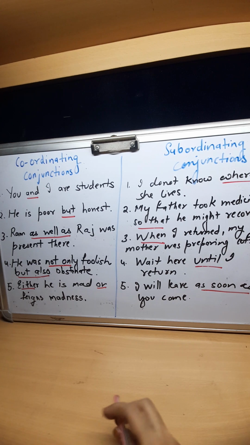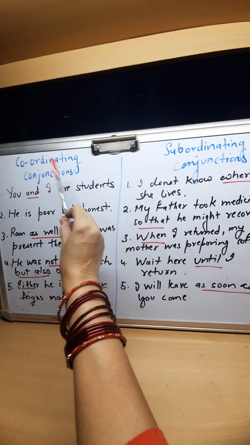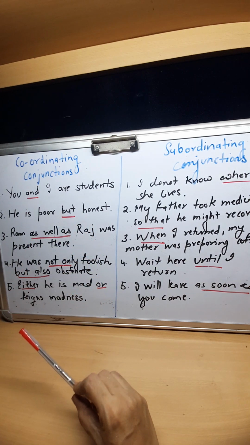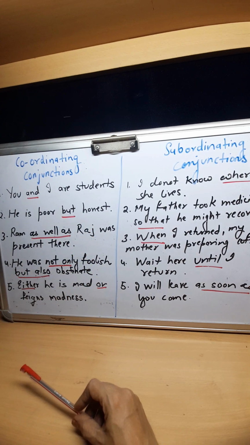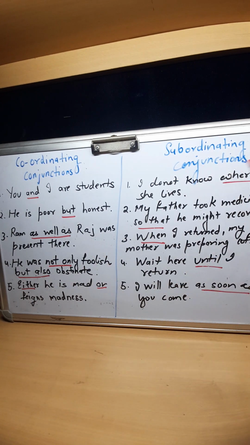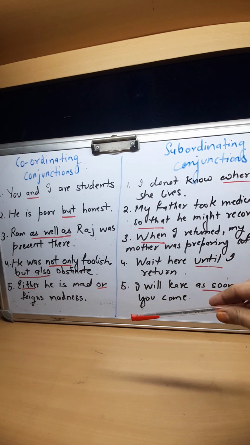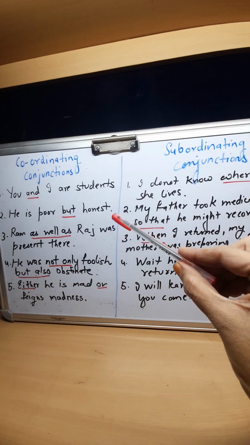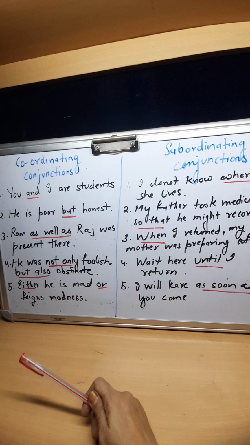Now, coordinating conjunctions join two independent things. Coordinating conjunctions join anything which are not dependent on one another. But subordinating conjunctions are those conjunctions that join the two parts of the sentence where one part of the sentence, its meaning is dependent upon the other part of the sentence.